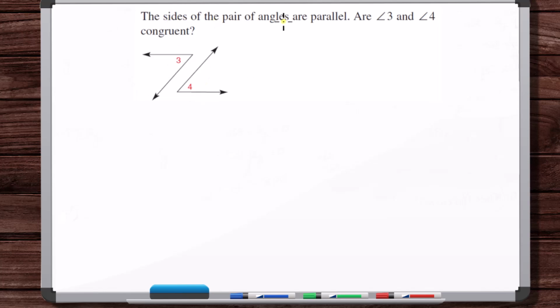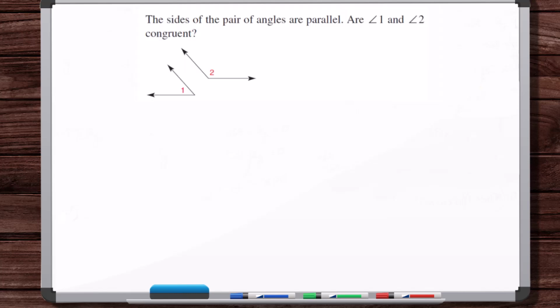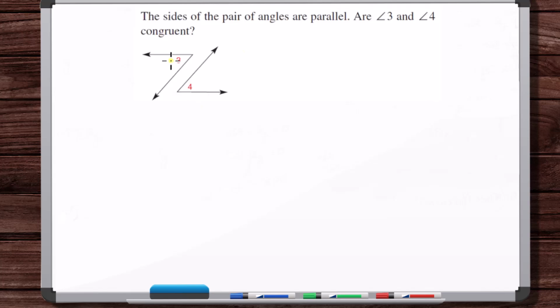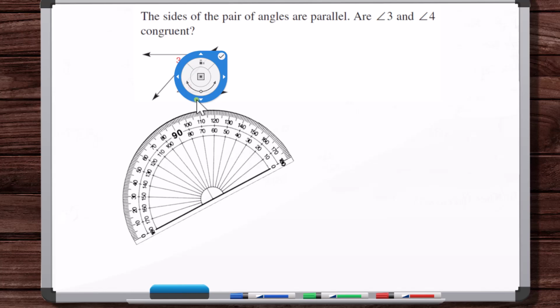Okay, the sides of the pair of angles are parallel. Are angles 3 and 4 congruent? In this case, they're parallel, not in the same direction, but this is parallel to this in the negative sense of the direction, but so is this side. If we come back here, these two were opposite, but then these two were the same. So they either both need to be the same parallel or both sides need to be oppositely parallel. And it would seem that they would be congruent, but we don't know for sure. So let's take a measurement just to see. So we've got, let's see.